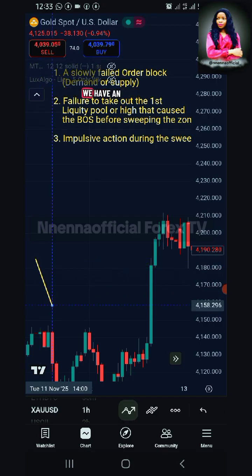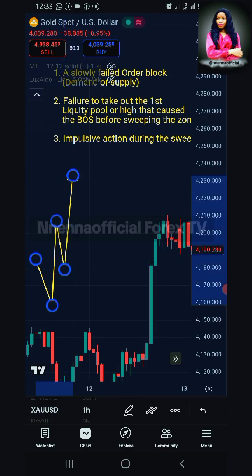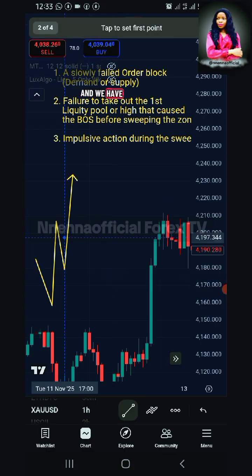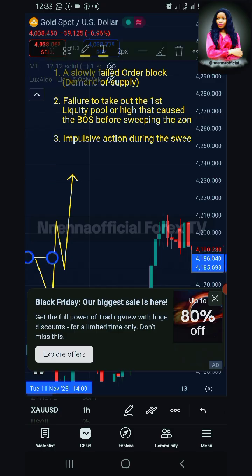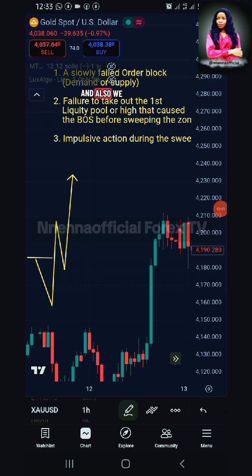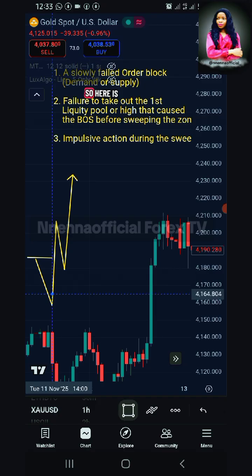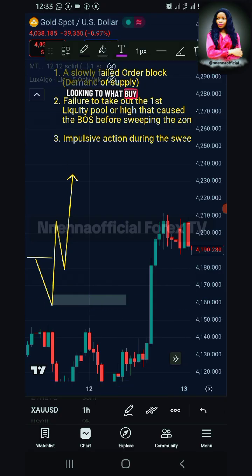So let's assume we have an uptrend like this. This is our uptrend, and we have our break of structure. And also we have a zone left behind, very important. So here is our demand zone, and we are looking towards buy.